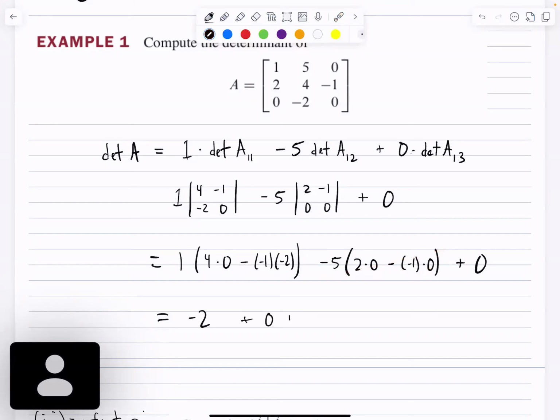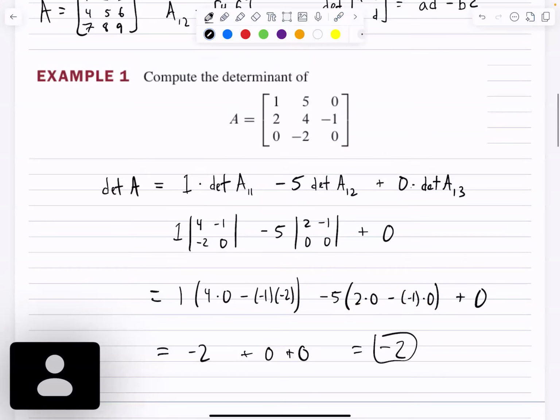And so plus 0 plus 0. And so the answer is just negative 2. So the determinant of this matrix is negative 2.